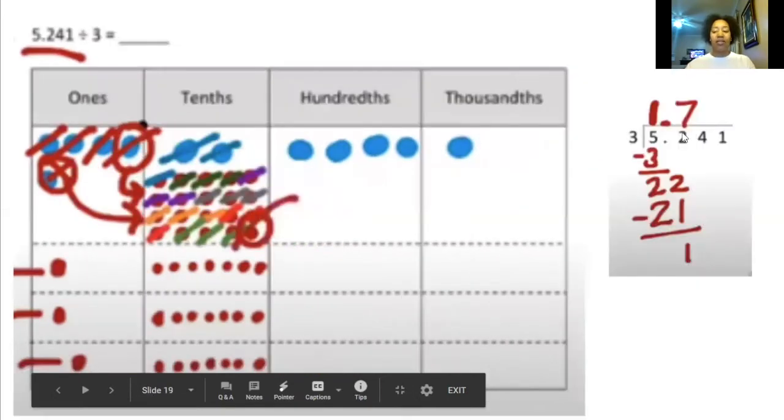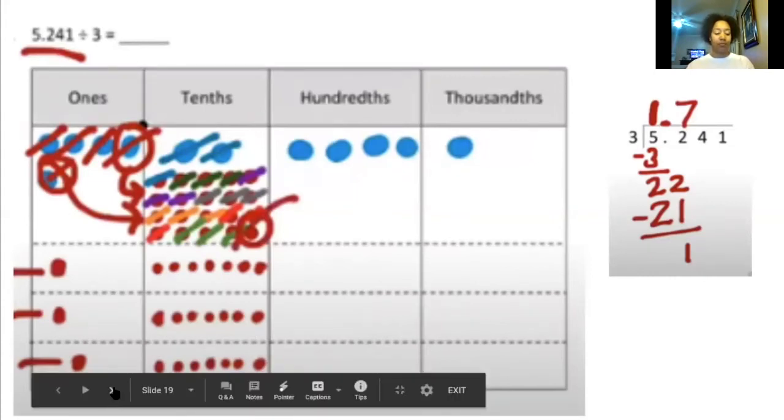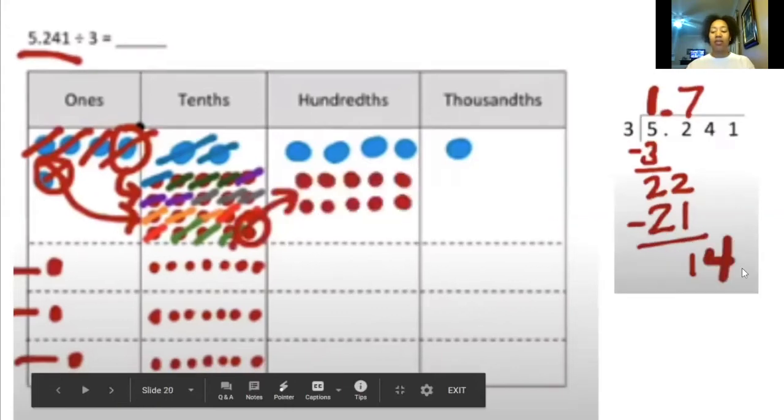Here we are. Each group receives 7. 21 were taken away, which is how many we crossed off. And then we had 1 left over or 1 remaining. Exactly that. That 1 is then bundled and moved to the hundredths place, renamed in the hundredths place. So now we have 10 hundredths, 11, 12, 13, 14 hundredths that we will now work with as our new whole. There's the algorithm, just making the connection.